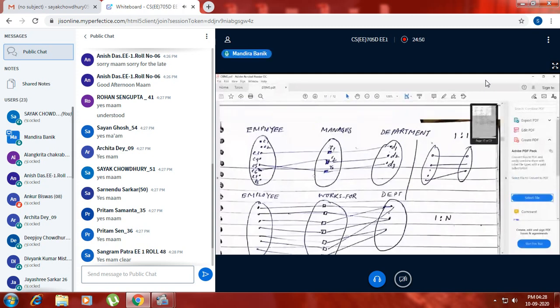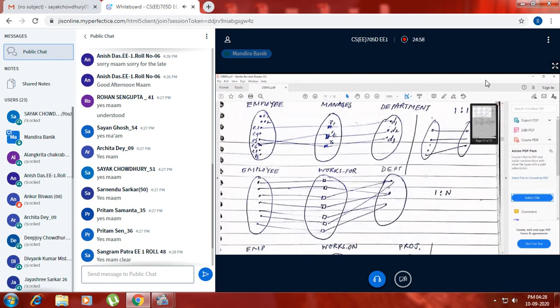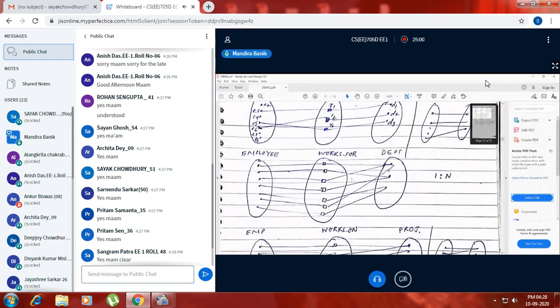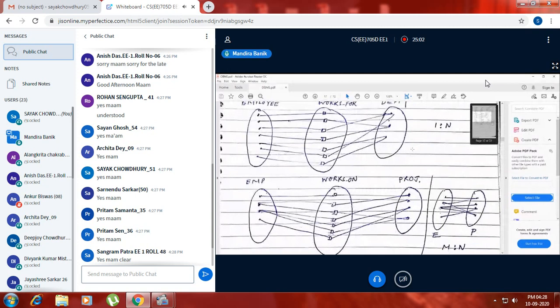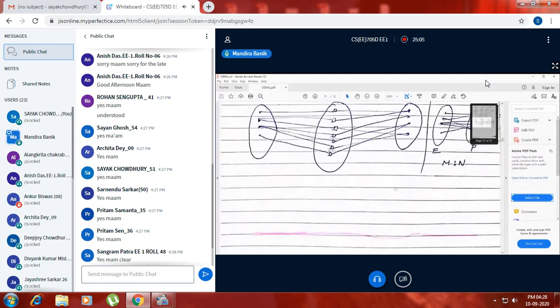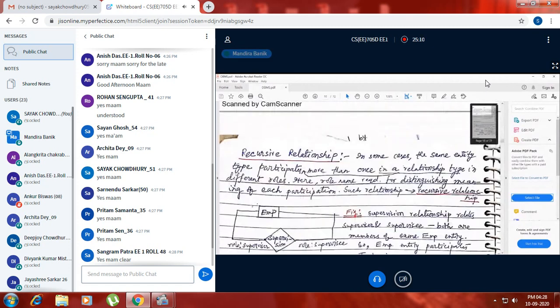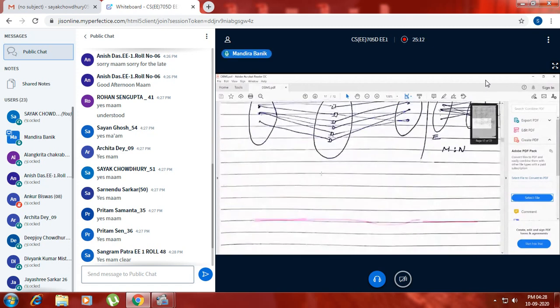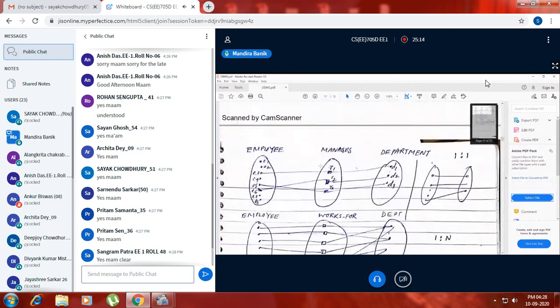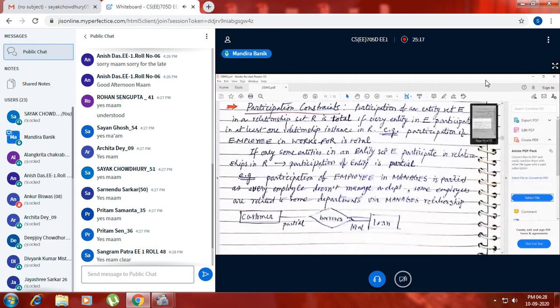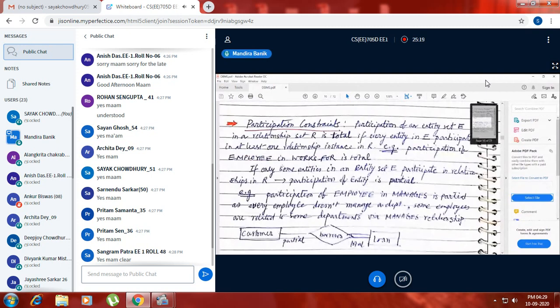The thing I have shown in the PPT is given here. Employee, department: employee works for department is 1 to n, employee works on project is m to n. These things are shown here. Before going to unary relationship, I will first show you participation constraints.